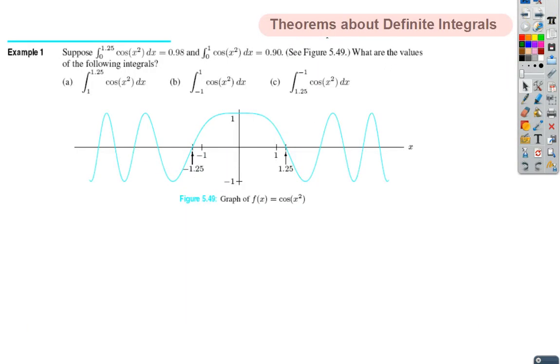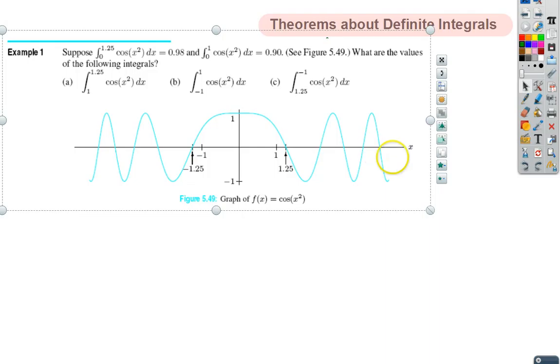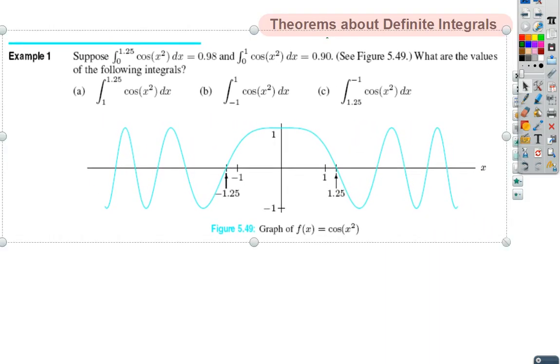Next, I'm going to take a look at some of these problems. They give us a specific thing. They say the integral from 0 to 1.25 of cosine x squared is 0.98, and the integral from 0 to 1 of cosine x squared is 0.9. They want us to find the following integrals. I'm going to do the first one and the second one, and I'll see what you do to come up with the third one.